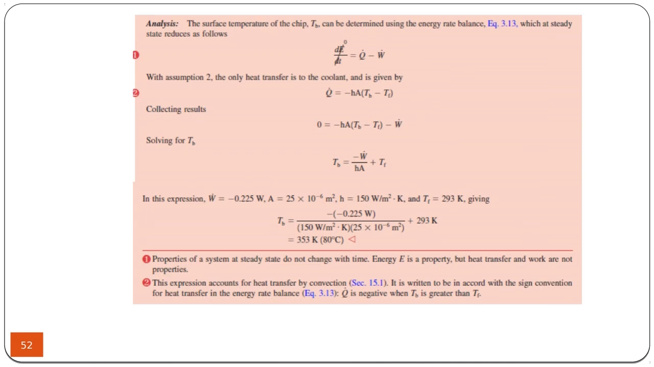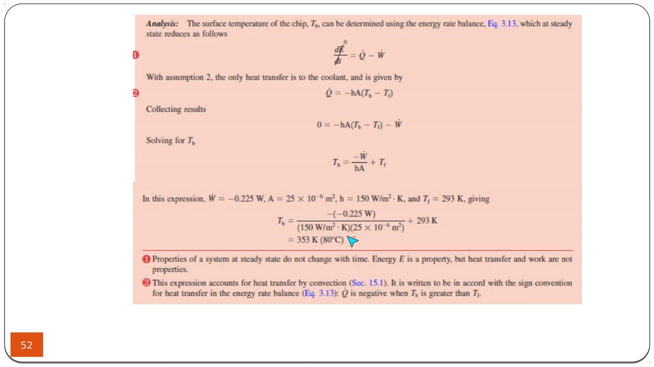So we start with the rate form of the conservation of energy equation. This is zero because of the steady state. Then we can write the Q dot. It's minus because it's a heat loss. And we have the W dot as the power input to the chip. So we can calculate the surface temperature of the chip from this equation. So it looks like the surface temperature is 80 Celsius.